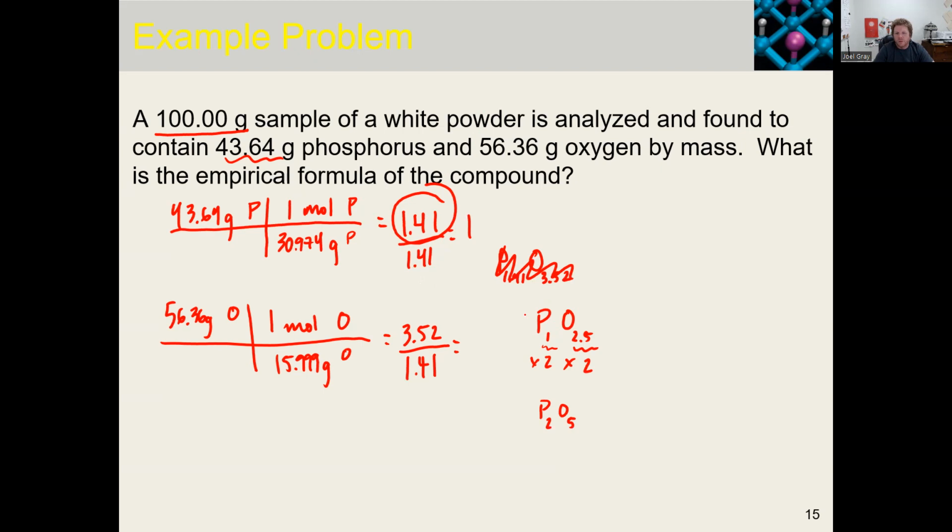We ended up with this formula right here. And all that we had to do, in order to get whole numbers, was multiply both of the subscripts by 2. Because we knew that 1 is a whole number, if we multiply that by 2, that's a whole number. 2.5 is not a whole number, but if we multiply it by 2, we get a subscript of 5, which is a whole number. So P sub 2, O sub 5 is the empirical formula of the compound. And we can't reduce that down, so we know that it's an empirical formula.